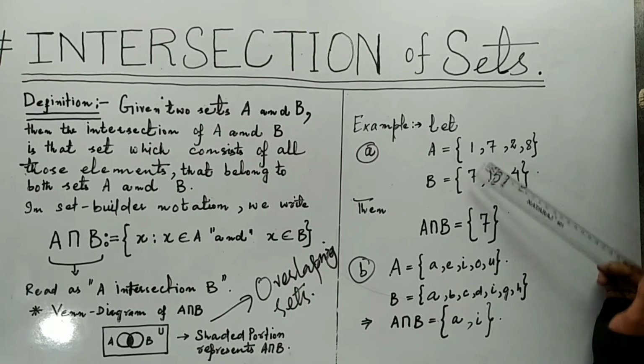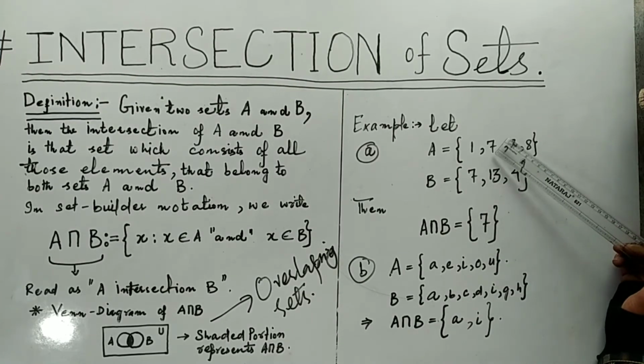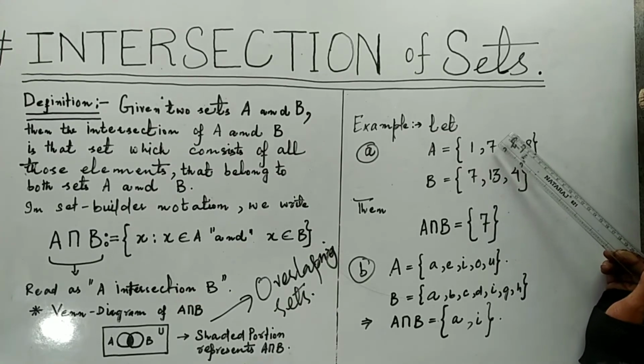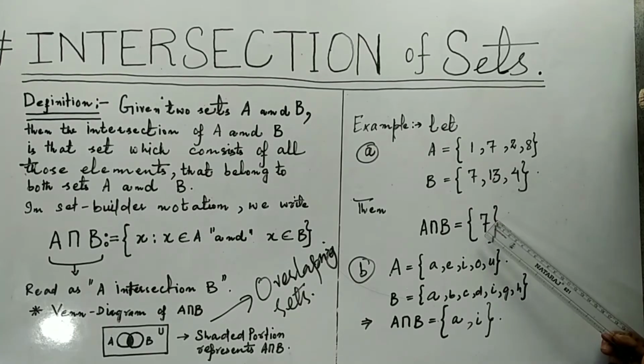Means that 1 will not be included in A intersection B. Okay, 7 is here. Is 7 here? Obviously it is here, because 7 is in set A and 7 is also in this set B. That's why I have included 7 in A intersection B.